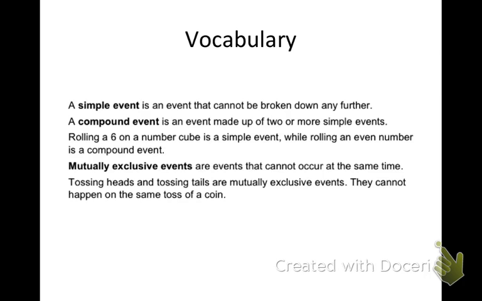And then we have what's called mutually exclusive events. Mutually exclusive events are events that cannot occur at the same time. Tossing heads and tossing tails are mutually exclusive events. They cannot happen on the same toss of a coin. Rolling a 1 or rolling a 2. You can't roll a 1 and a 2, right? They're mutually exclusive events. So there's kind of the difference there.